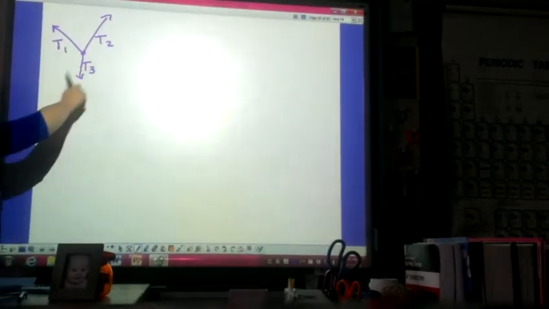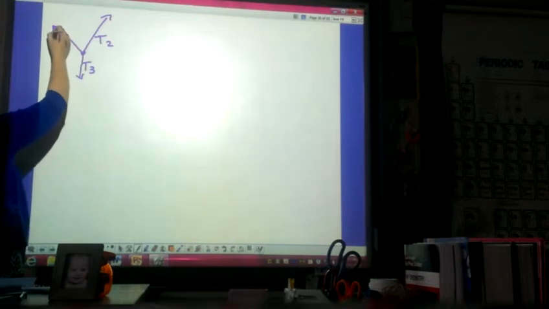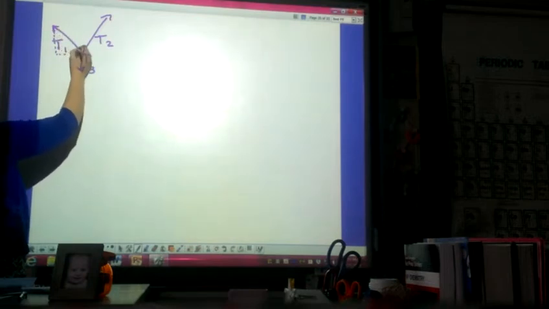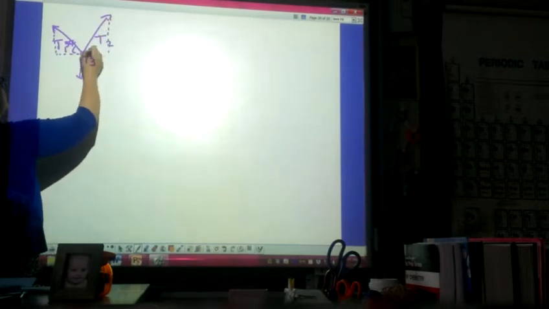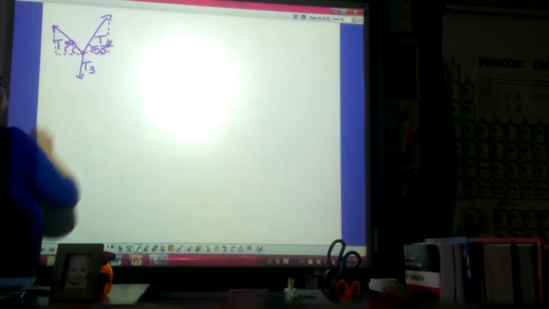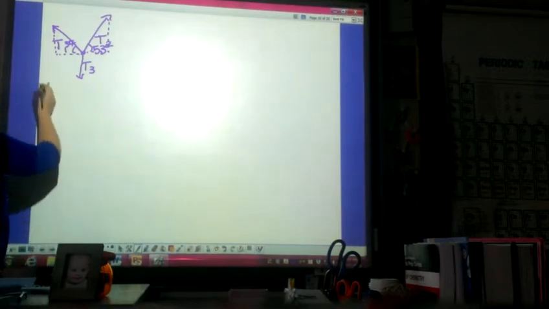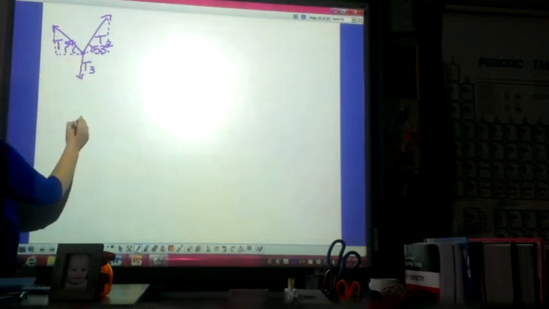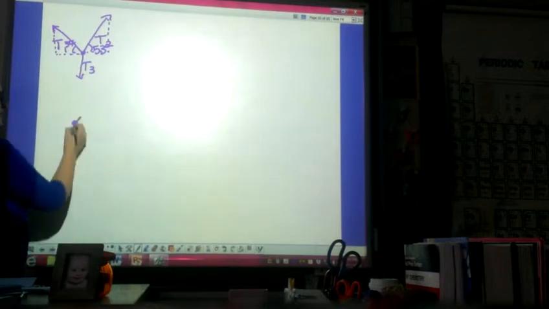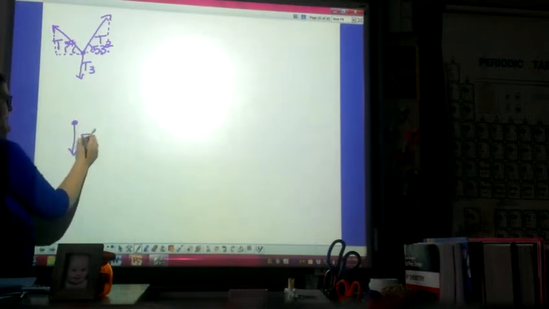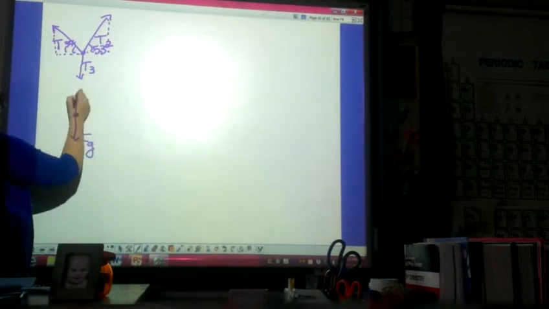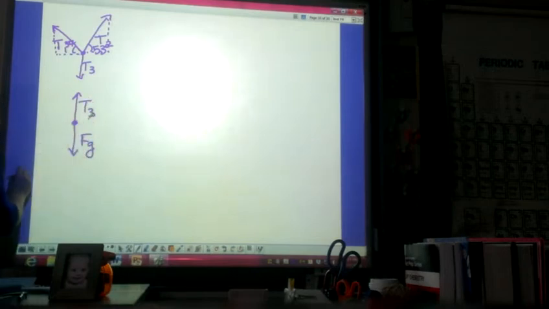So I have 2. So let's go back here and draw 2. So this would be for particularly, let's see, this one's 37, and then this one was 53. So this is for the intersection point, and then for just the traffic light itself, it has a weight force. So there's its weight force, and then it has tension T3.